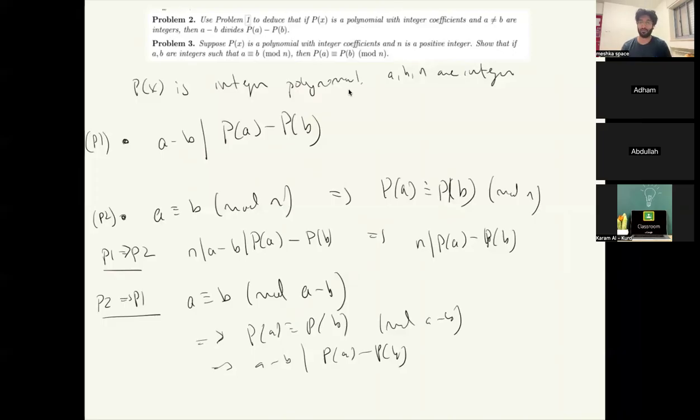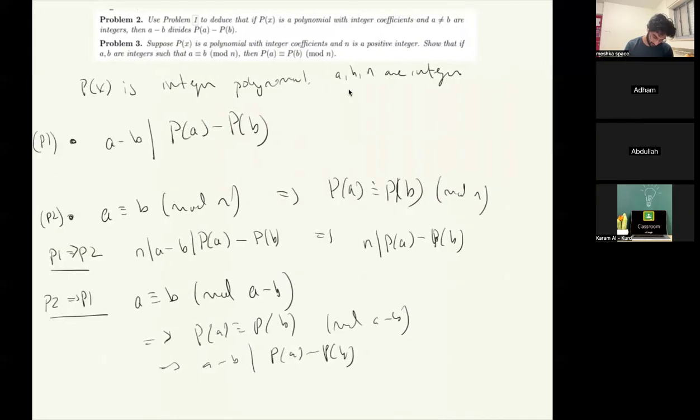Great, so let's show one of them. It's not hard to show either, but let's show the first one. So how do you show the first one? You want to show that A minus B divides P of A minus P of B. It's a hands-on calculation. Let's write P of X equals Cn x to the n plus Cn minus 1 x to the n minus 1 plus, and so on, plus C0. So what is P of A minus P of B?